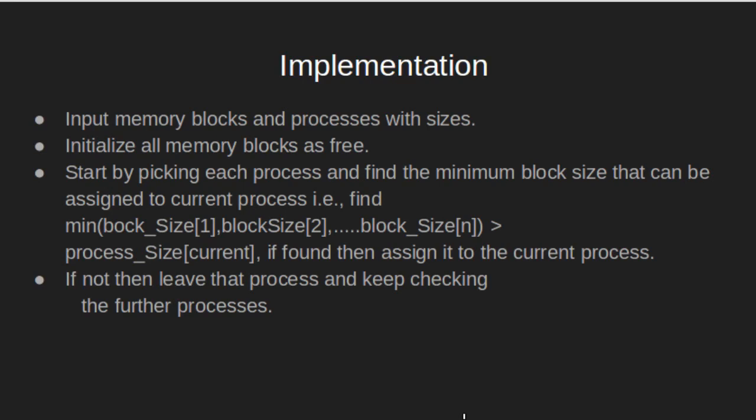First, input memory blocks and processes with sizes. Initialize all memory blocks as free. Start by picking each process and find the minimum block size that can be assigned to the current process. That is, we find the minimum of all the blocks that are greater than the process size. And if we found, then assign it to the current process. Otherwise, we'll move to the further processes.